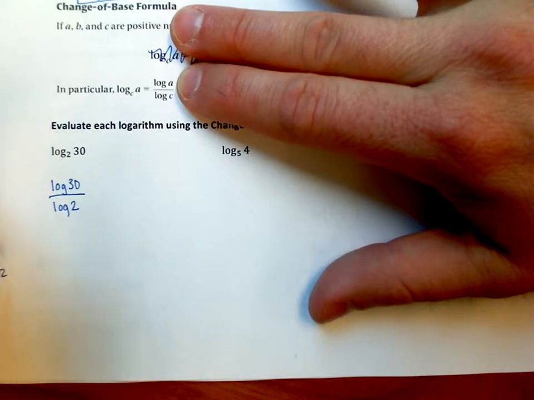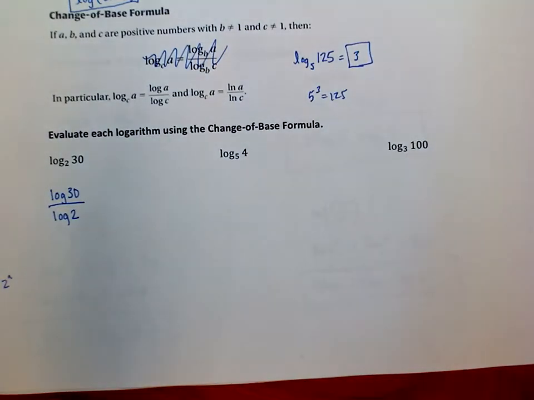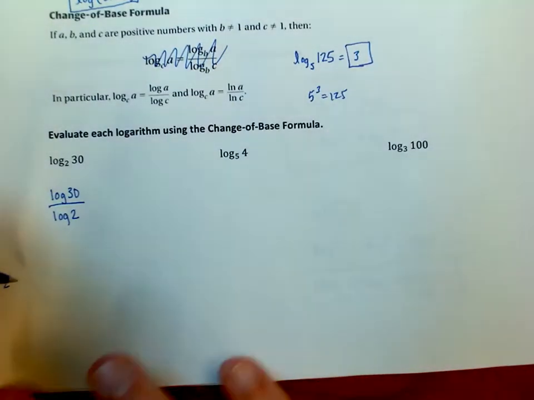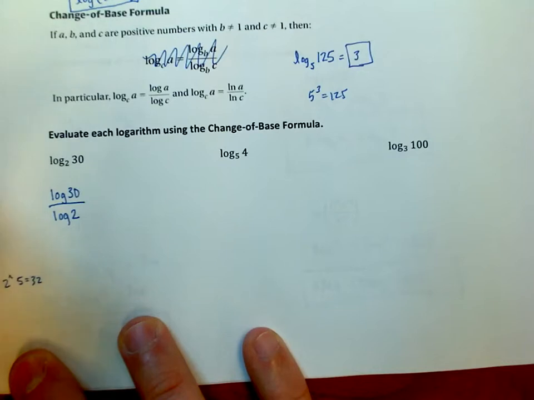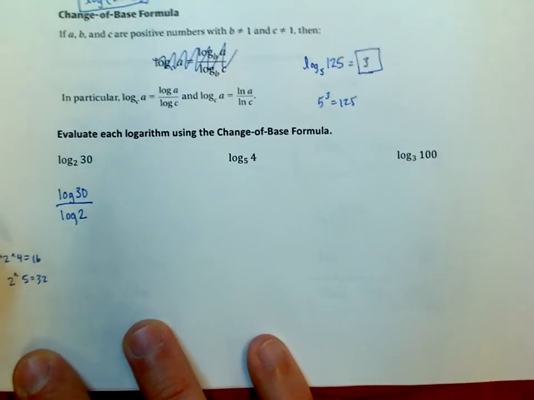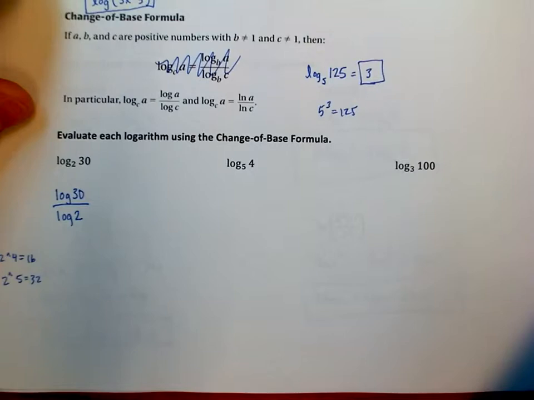Now keep in mind, 2 raised to the 5th power is 32. And 2 raised to the 4th power is 16. So I bet 2 raised to something like 4 point something will give me 30. Somewhere in between there, right? It's got to be between 4 and 5. Let's find out. Ready?